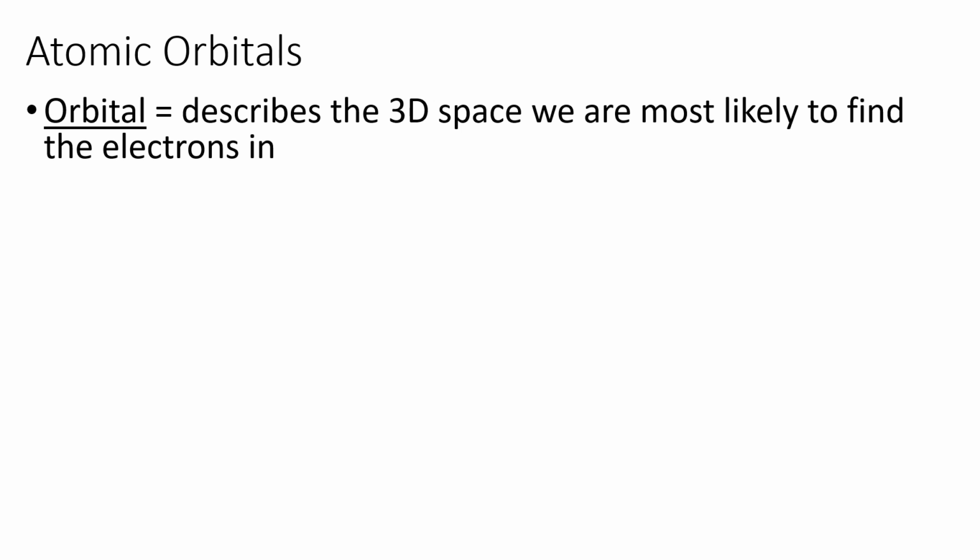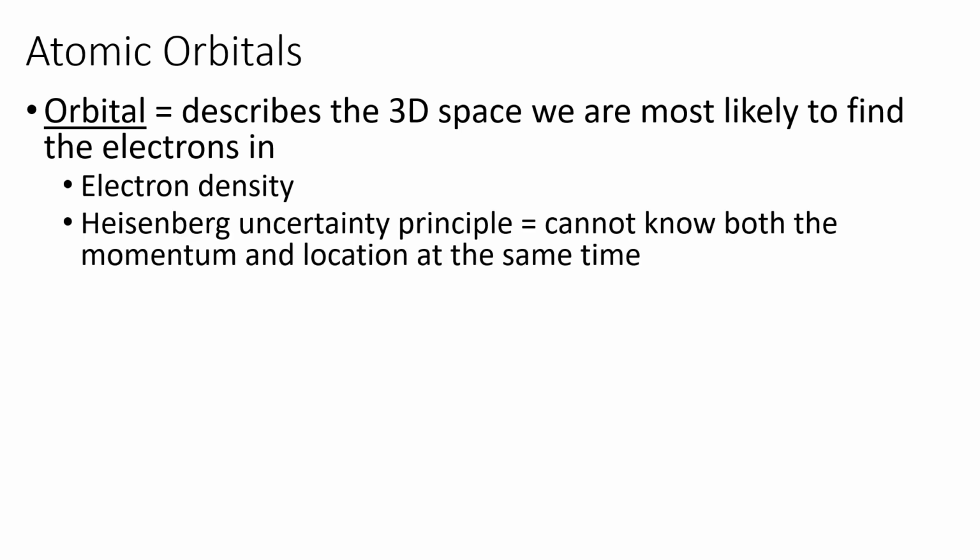So let's quickly review some atomic orbitals again. An orbital just describes the three-dimensional space we are most likely to find an electron in. This is what we refer to as the electron density of the atom. According to the Heisenberg uncertainty principle, we cannot know both the momentum and the location at the same time. We know the momentum of our electrons, so we don't know the exact location of our electrons at any given point in time, which is why we talk about these orbitals, these three-dimensional spaces where we are most likely to find those electrons around the nucleus of our atom.